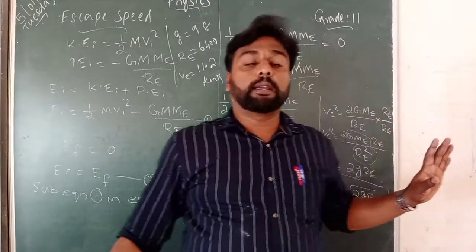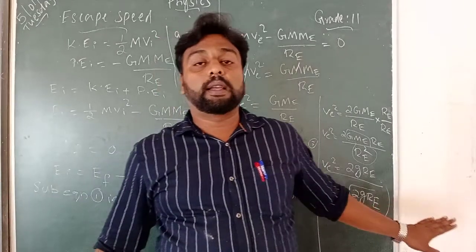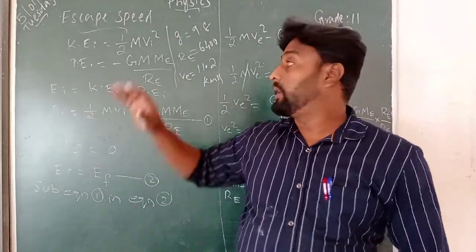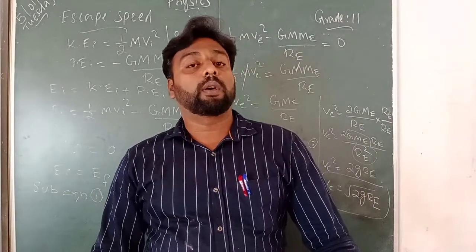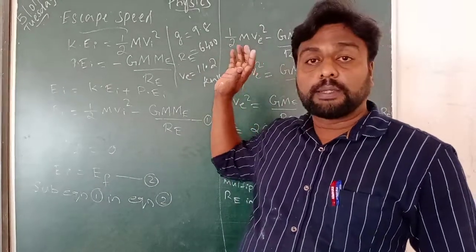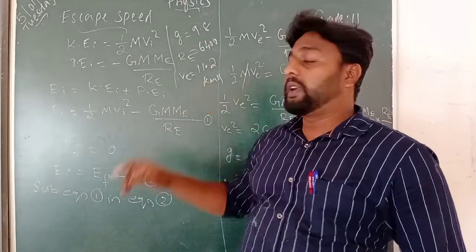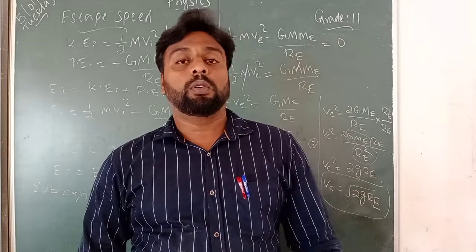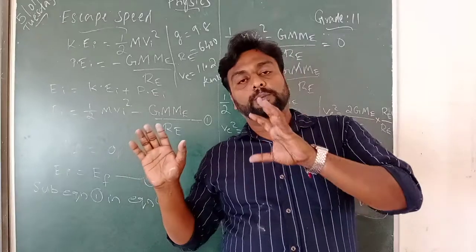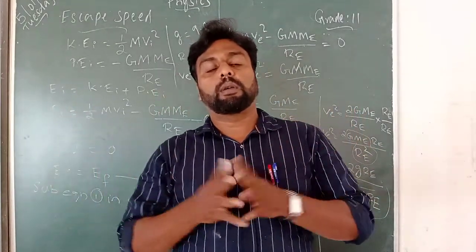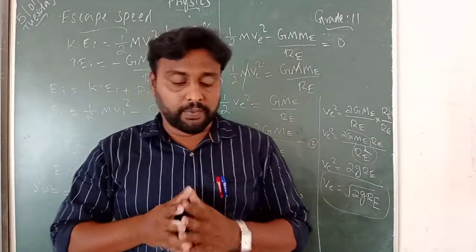So we got the escape speed formula. This escape speed depends upon g, the gravitational acceleration, and Re, the radius of the earth. We know the value of g is equal to 9.8 meter per second square, and Re is equal to 6400 kilometer. When we substitute these values in this equation, we will get the escape speed 11.2 kilometer per second. Hydrogen and helium are lighter materials, so this speed is enough to escape from this gravitational field. So this is the escape speed equation.